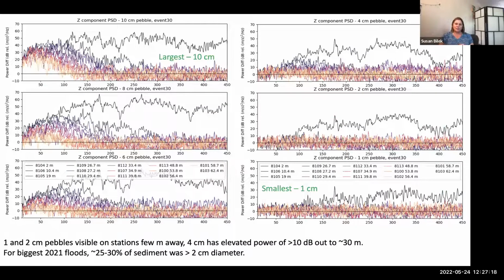And so this plot just combines the data from all of the stations that we had out for this experiment, ranging in distance from 2 meters to 60 meters from the drop sites. For the smallest rocks, the 1 centimeter ones, those are visible only at the closest stations within a few meters. But as we get up into the larger 2 to 4 centimeter pebbles, you start seeing them at some of the further away stations. And those largest pebbles, you can see them on all of the stations that we had out for this experiment. And I'll note that for the largest of the 2021 floods, we do have a significant fraction of material at the greater than 2 centimeter diameter level.